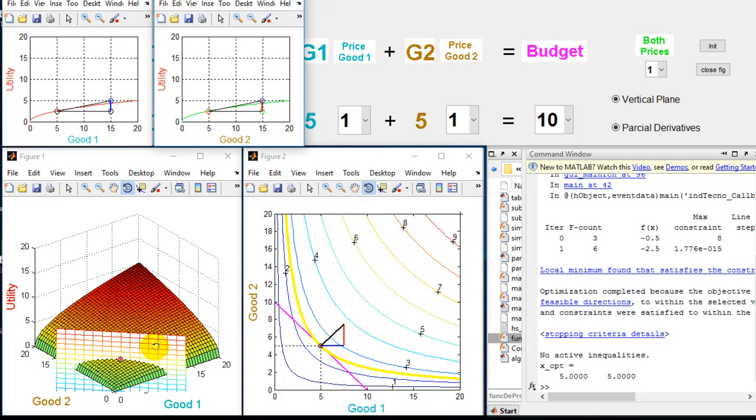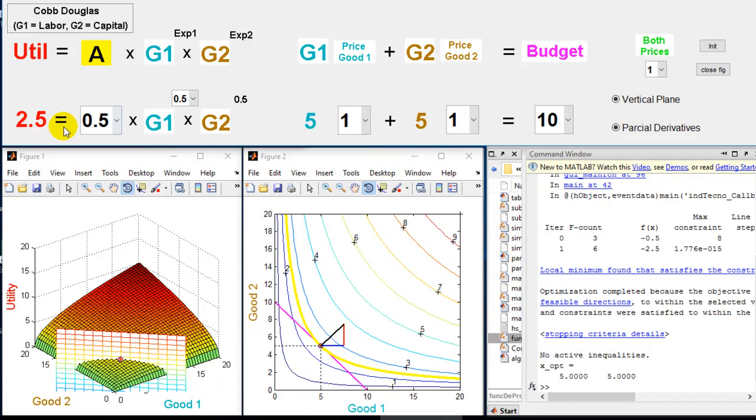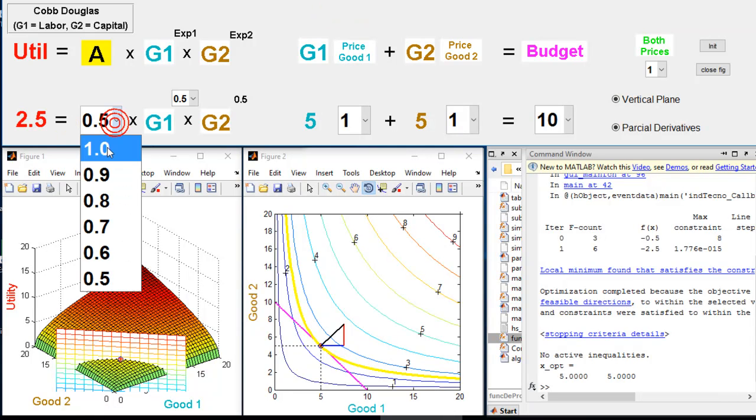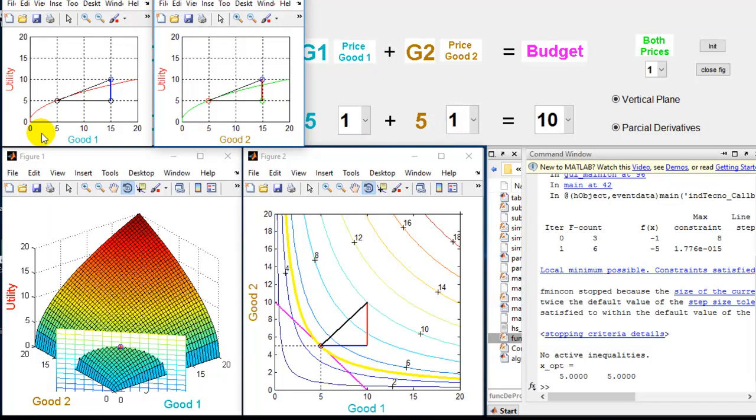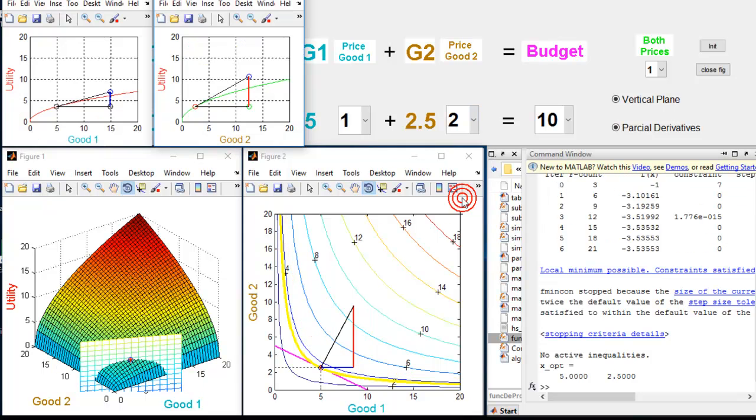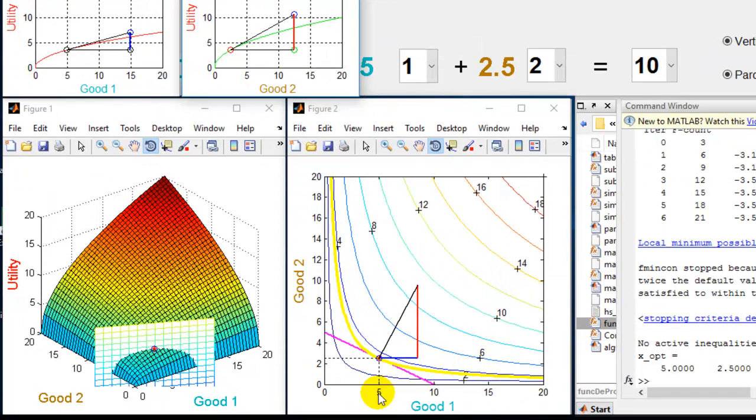So if you increase this, then you get more slope in the derivative, because both grow, you see here and you see here, and also the gradient is bigger. Now if you change this, let's say to the value 2, then the optimum is not at 5, it is at 5 a little bit more than 2.